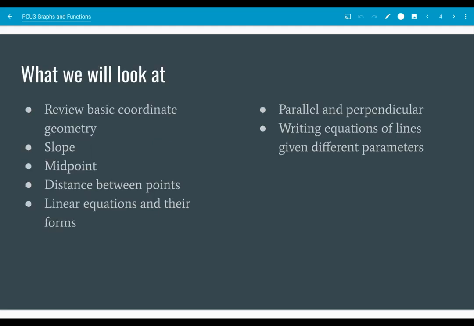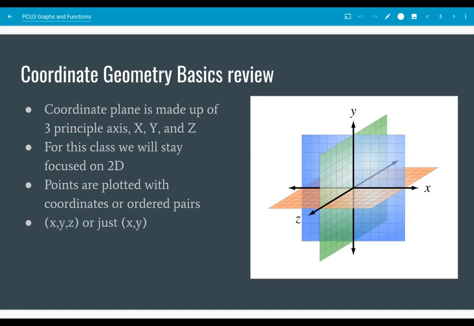In this first video, we're going to look at reviewing basic coordinate geometry, slope and midpoint, distance formula, linear equations and their forms, parallel, perpendicular, and then how to write equations of lines given different parameters. It's a lot, so buckle up and hang on. Starting with some basic review.